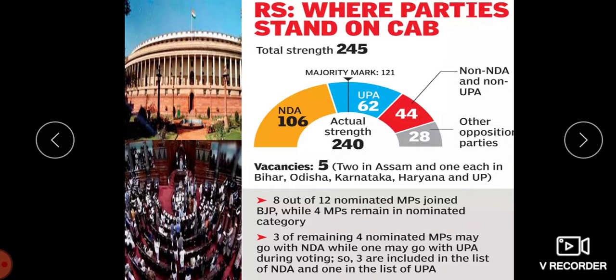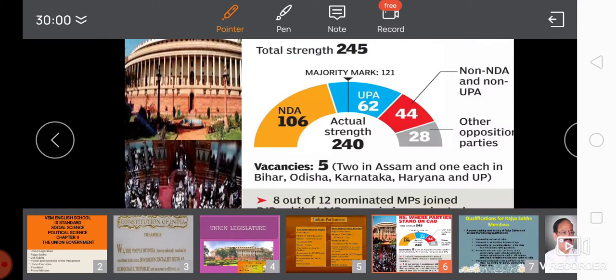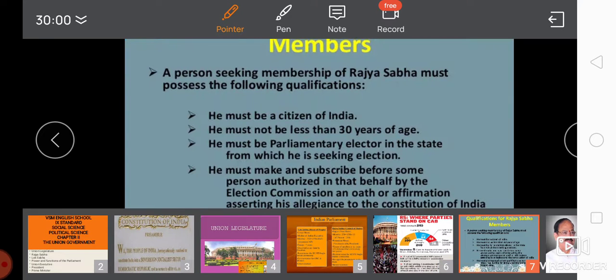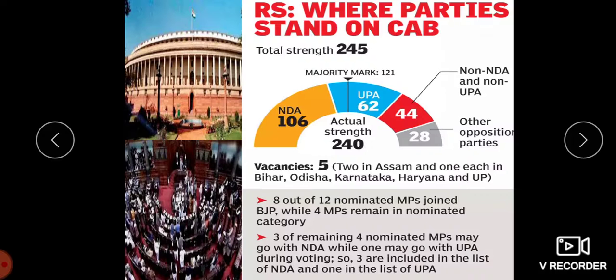Now let us move on to the Rajya Sabha. The upper house, the Council of States, is known as Rajya Sabha. It represents the Federation of States of the Indian Union. The composition: the maximum strength of the Rajya Sabha can be 250 members, but actually it is 240 members. The members fall into two categories, nominated and elected.